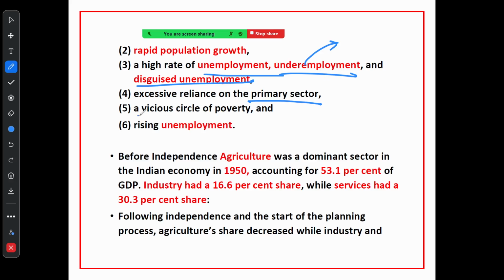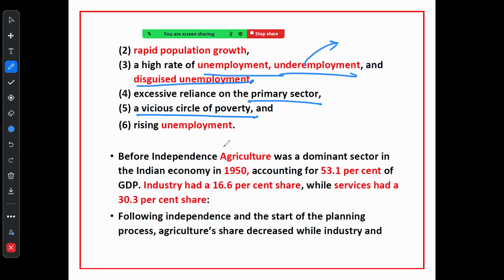The next thing was the vicious circle of poverty. Poverty can be like a trap, right? Poor people often can't afford education or healthcare, which makes it harder for them to get a good job. Without a good job, they stay poor, and the cycle continues.